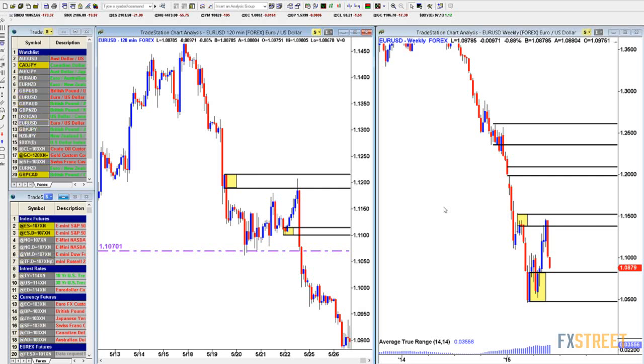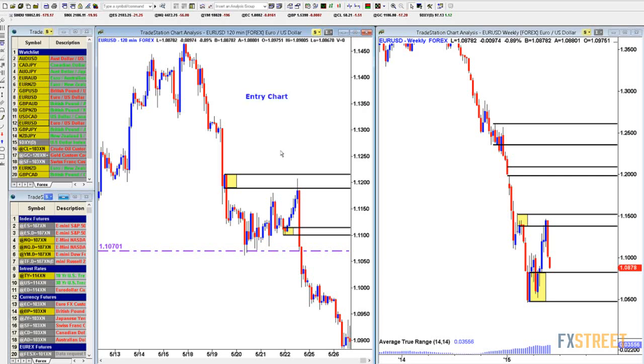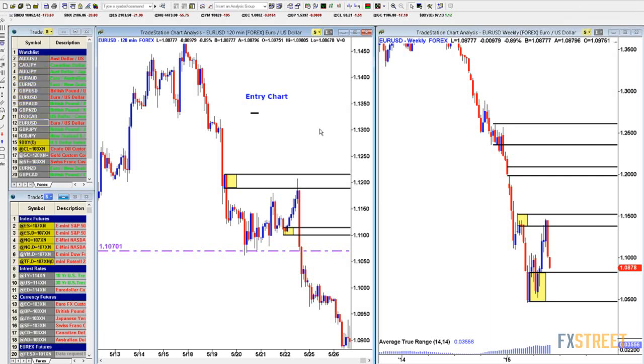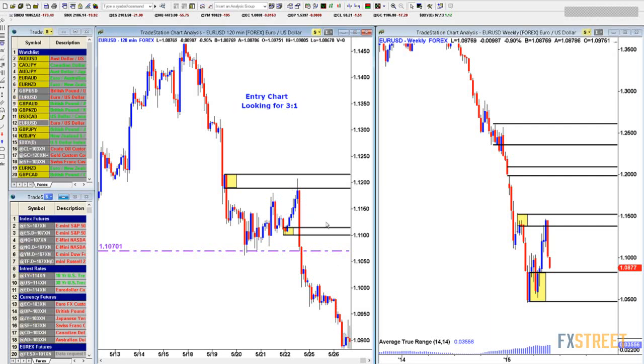And to me, it seems that, well, if I'm going to nail a good entry on a small time frame here, so let's name this chart my entry chart. Okay. I could be looking for a 3-to-1 on here. I'm going to make some notes on here. Okay, that's fine. But what about if I want to capture some of these much bigger moves?